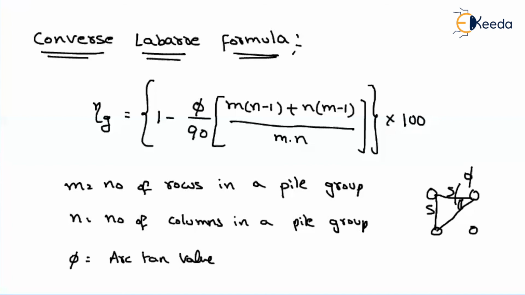If you know the efficiency of the pile group, then based on that you can find out the load carrying capacity of a pile group, which can be written as the efficiency of the group pile into m into n, that is the number of piles, into the load carrying capacity of the single pile. So by using the Converse-Labarre formula, if we can find the group efficiency, then if we know the single pile capacity, based on that we can also find out the group pile capacity.